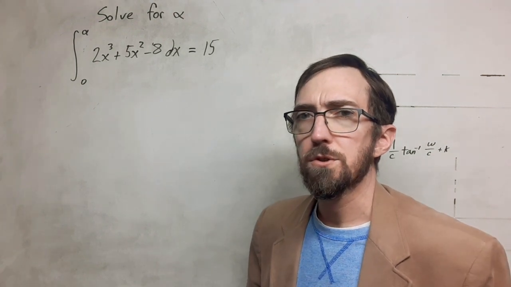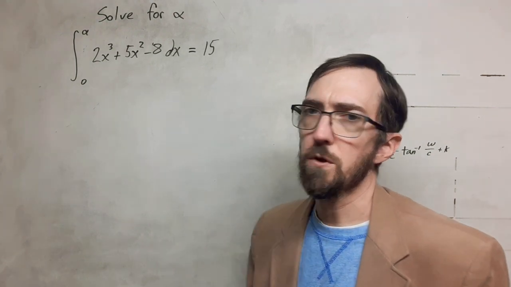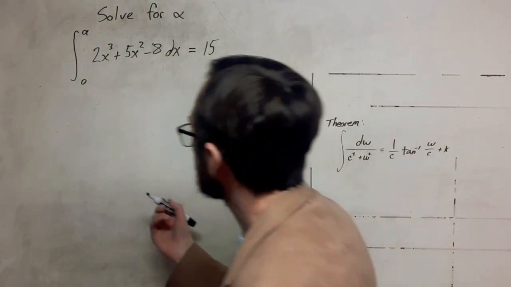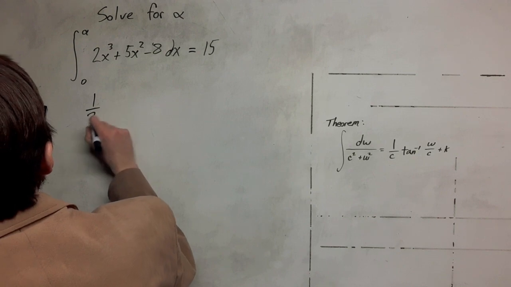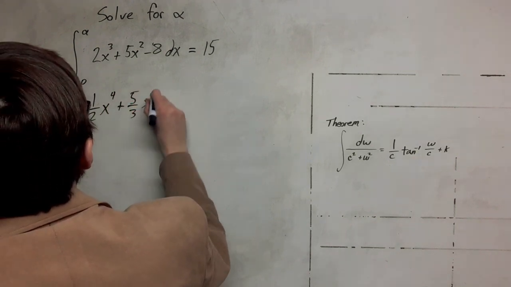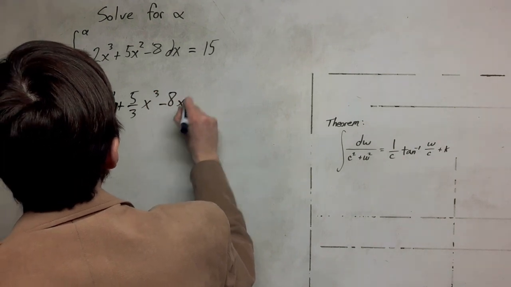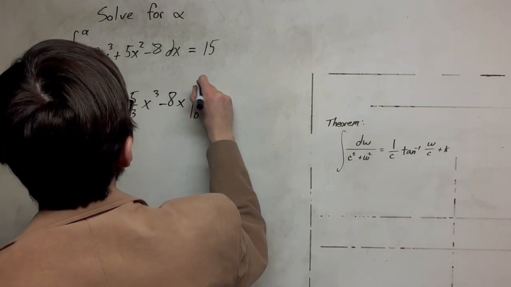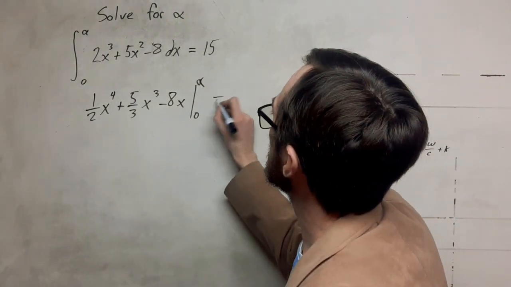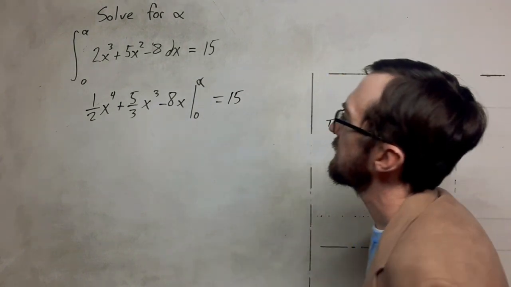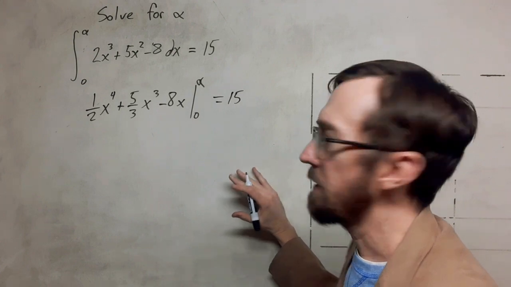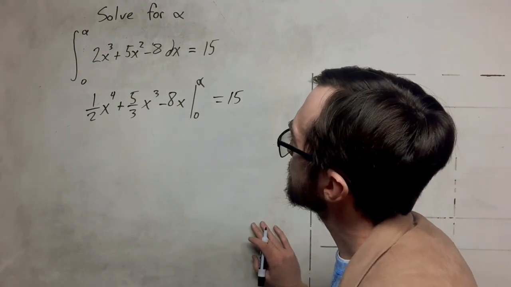All right, so how are we going to solve that? Well, we are going to approach this essentially the same as we would any other integration. We first want to find the antiderivative. All right, but we also know that this is equal to 15. Okay, so antiderivative terms that we're going to evaluate here, and it's equal to 15.